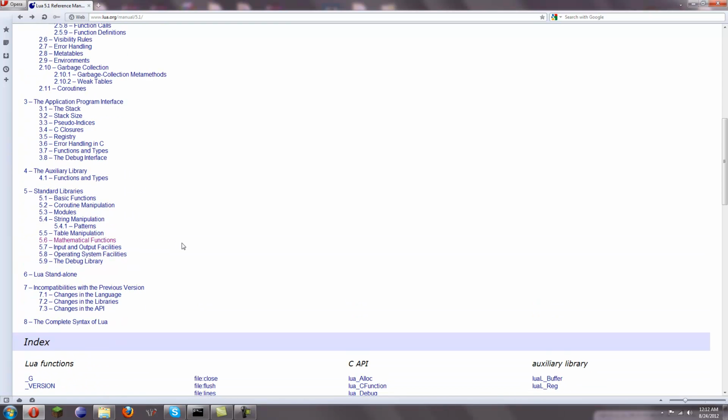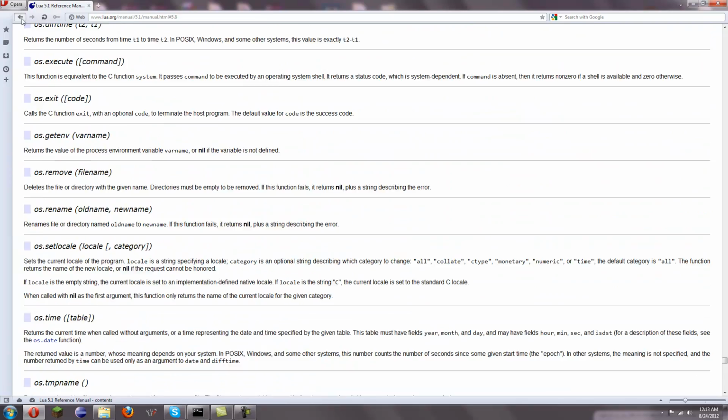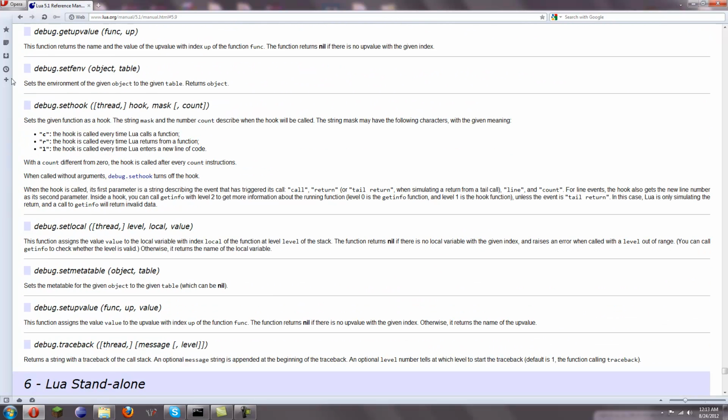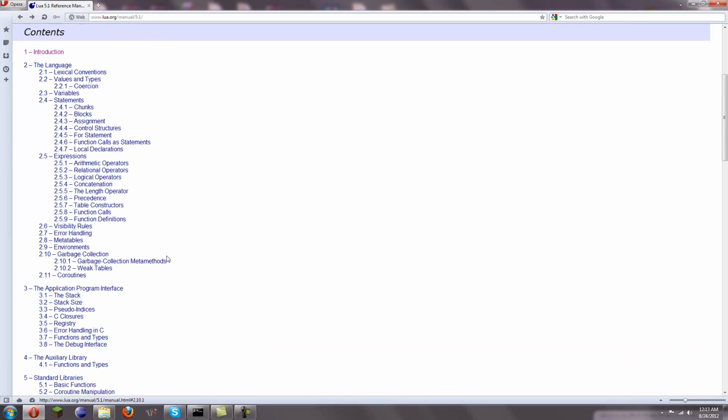I just need to really cover the rest of these libraries that I haven't covered. I've covered basic functions, I've covered some basic string manipulation, there's more to be covered. I've covered table manipulation, I just covered math, I've covered the input and output facilities. I need to cover some more of the OS facilities. I haven't covered all of these. There's not that many. And then the debug library. I don't know if I'm gonna do this because it's a little confusing, and SciTE has a built-in debugger. So yeah.